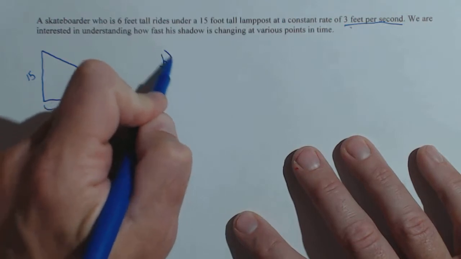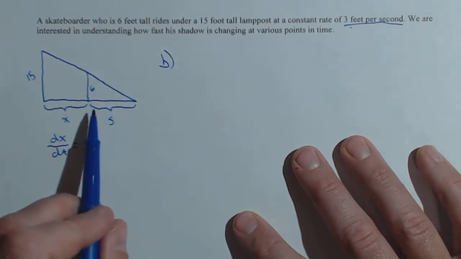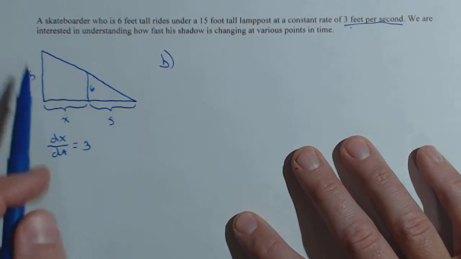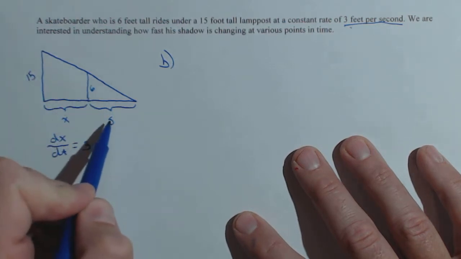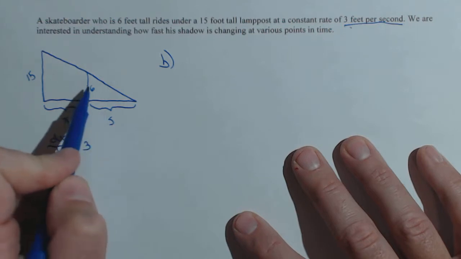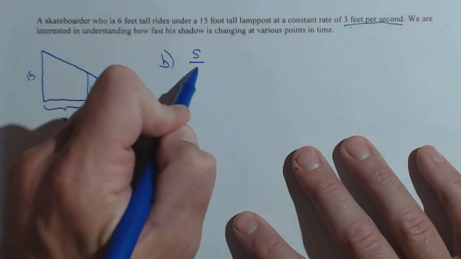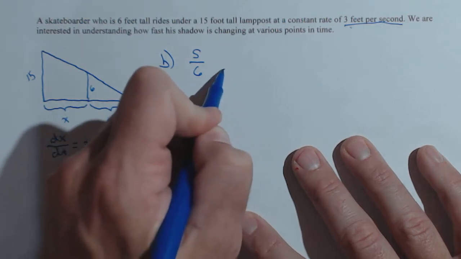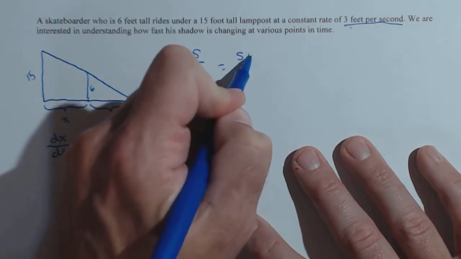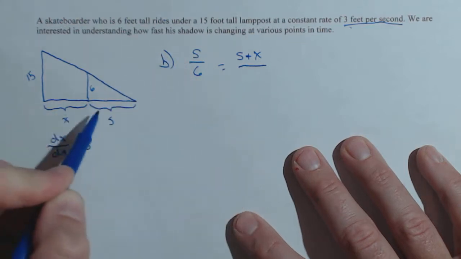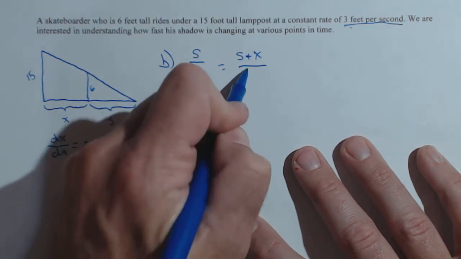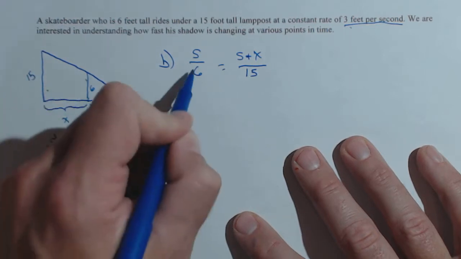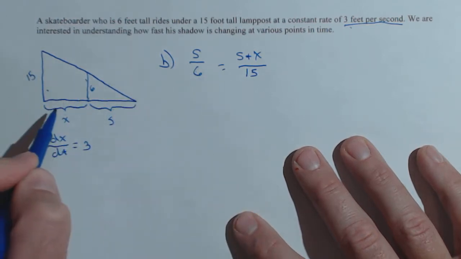So now we can come up with a relationship between x and s, because we have similar triangles. We have a small triangle inscribed inside another triangle. So for instance, we could say s is to 6 as, now this side is going to be s plus x, so s plus x is to 15. Okay? So 6 to 15, s to s plus x for the big triangle.